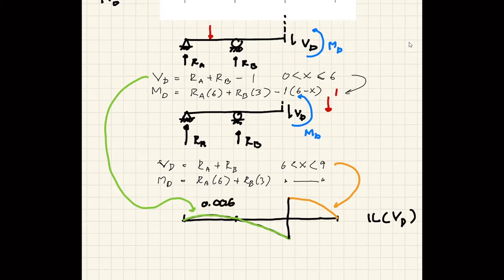Okay, and right here is 0.006. Right there is minus 0.098. Right here is minus 0.393. Here is 0.607. Right here, this point is 0.307.